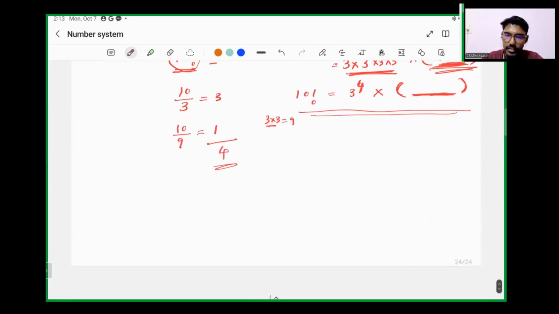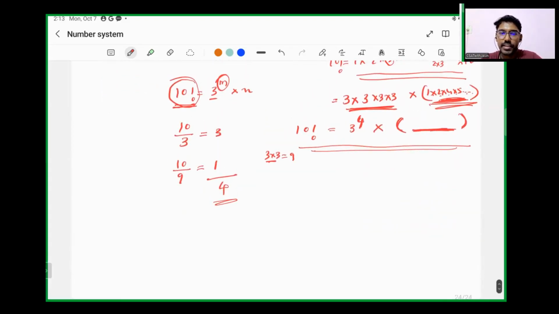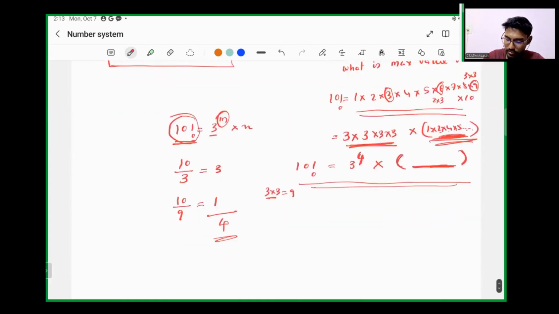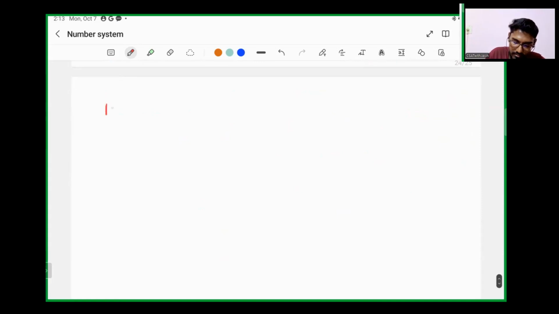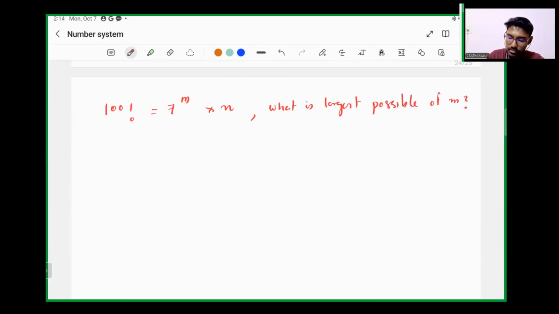Do you want me to explain it again? Did you all get it? I'll give you some examples. So just find out this one. 100 factorial is equal to 7 raised to m into n. Then you are asked what is the largest possible value of m. So just try.